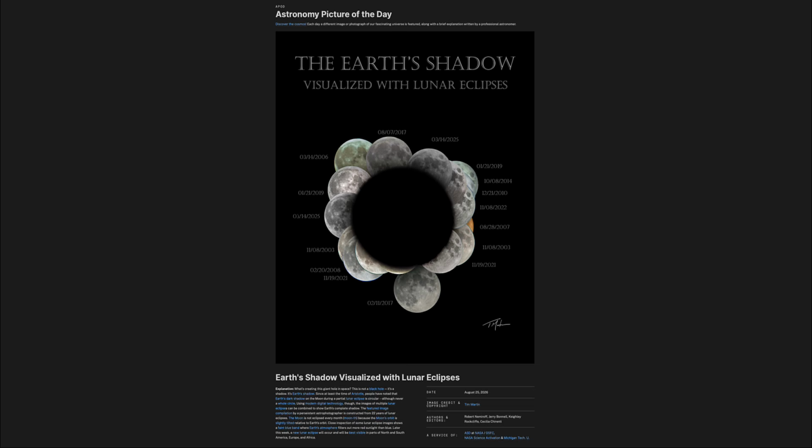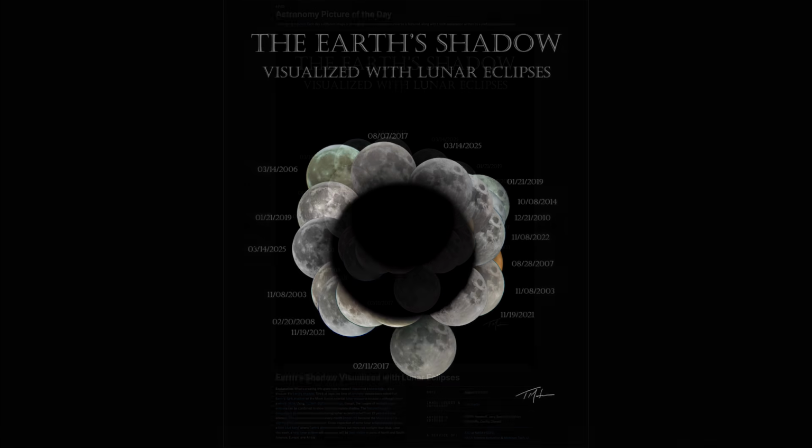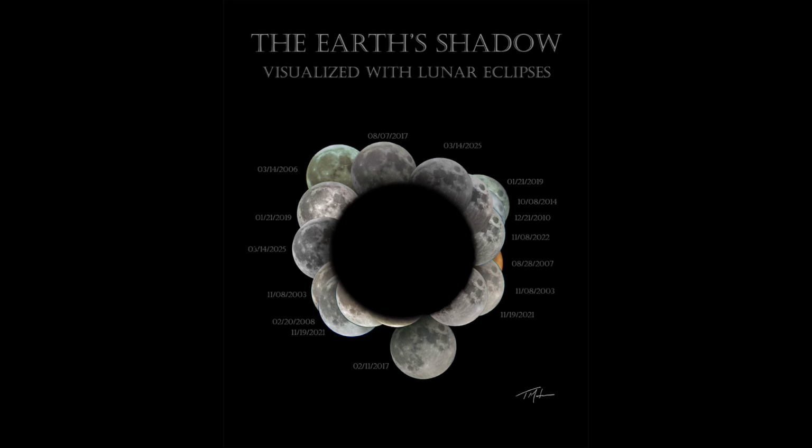Today's picture is titled Earth's Shadow, Visualized with Lunar Eclipses. So, what do we see here? Well, here we see 22 years worth of lunar eclipses, and images of those have been put together digitally to show the shadow of Earth.